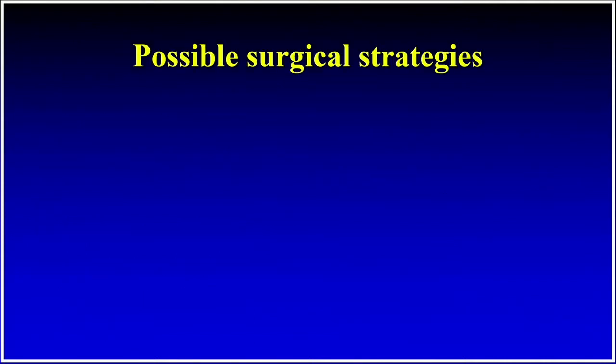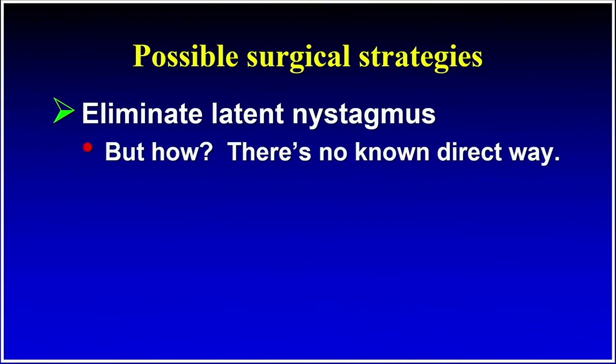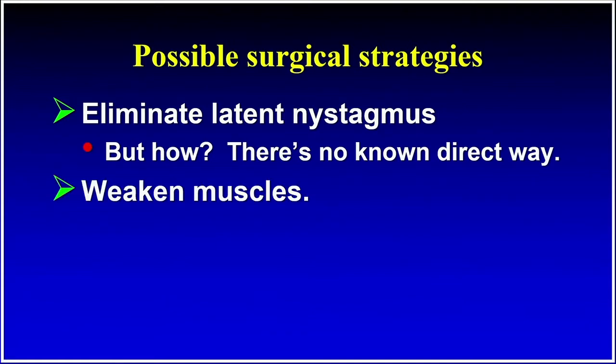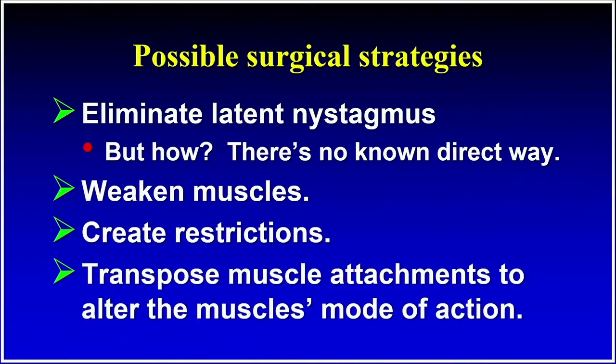So what are possible surgical strategies? I would love to have a way to eliminate the latent nystagmus. We'd solve the whole problem. But how? There's no known way to surgically eliminate latent nystagmus. We can weaken muscles, we can create restrictions, we can transpose muscle attachments to alter the muscle's mode of action.